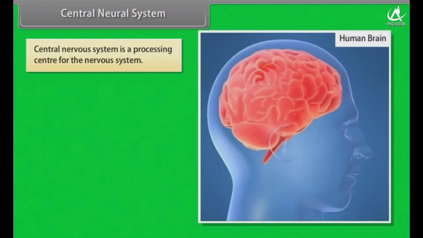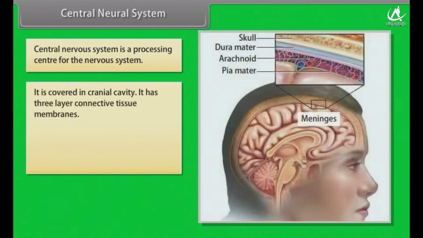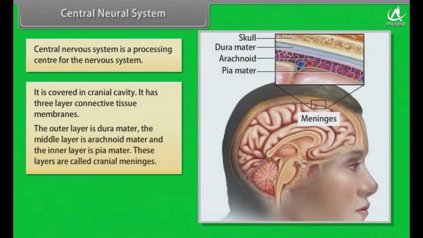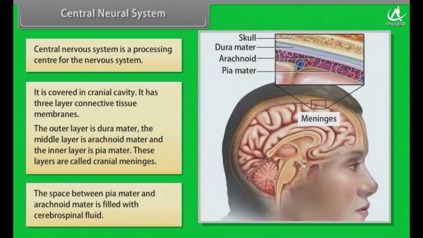The central nervous system is the processing center for the nervous system. It is covered in the cranial cavity. It has 3-layer connective tissue membranes. The outer layer is dura mater. The middle layer is arachnoid mater and the inner layer is pia mater. These layers are called cranial meninges. The space between pia mater and arachnoid mater is filled with cerebrospinal fluid.